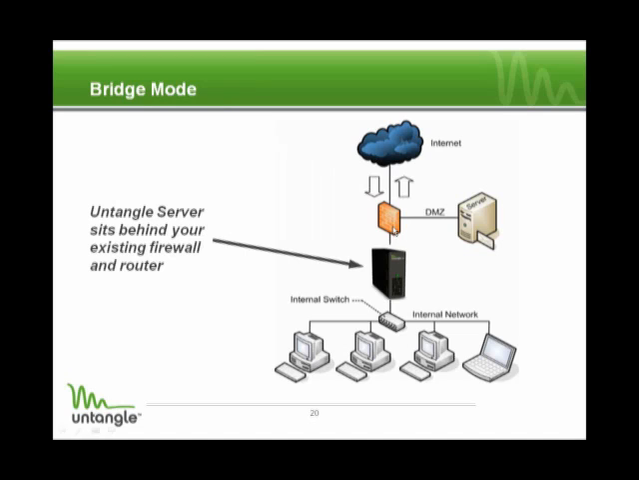Basically, most organizations already have some sort of firewall in place, and they don't want to mess with it because it works fine. Then what you can do is insert Untangle, which is just installed on a server with two network cards, and splice it in between the main switch and the firewall. And then all the internet traffic coming in and going out of your network is going to pass through Untangle.